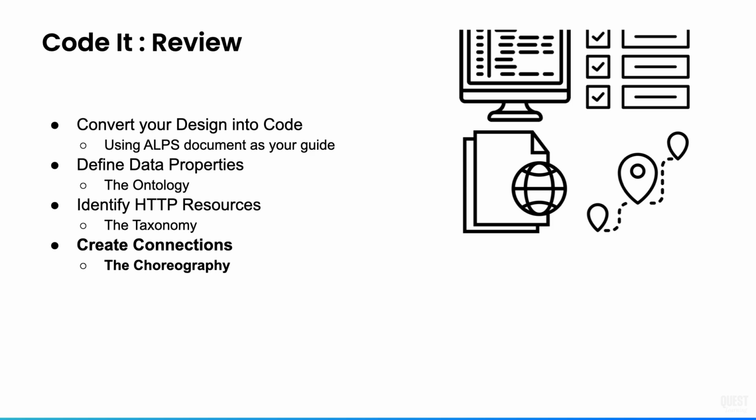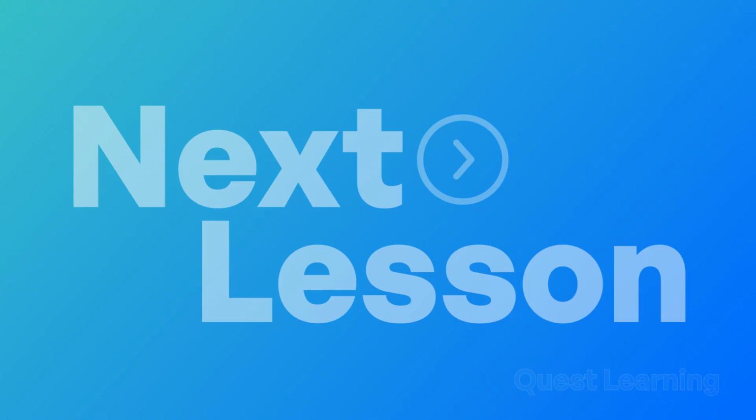Remember, what we're trying to do is make the connections real so that clients can establish their own path through this HTTP API. And by putting all those things together, properties, resources, connections, all through the design document, that's how we code our API from scratch.